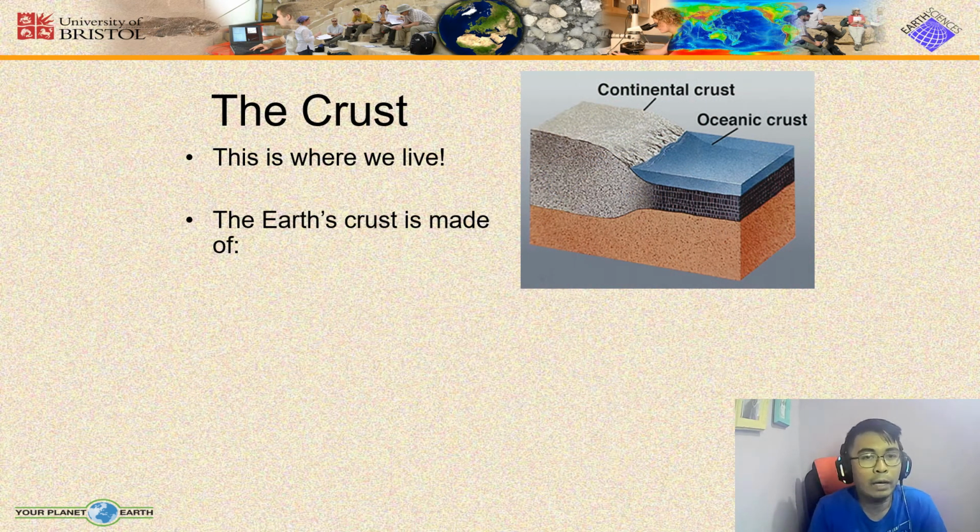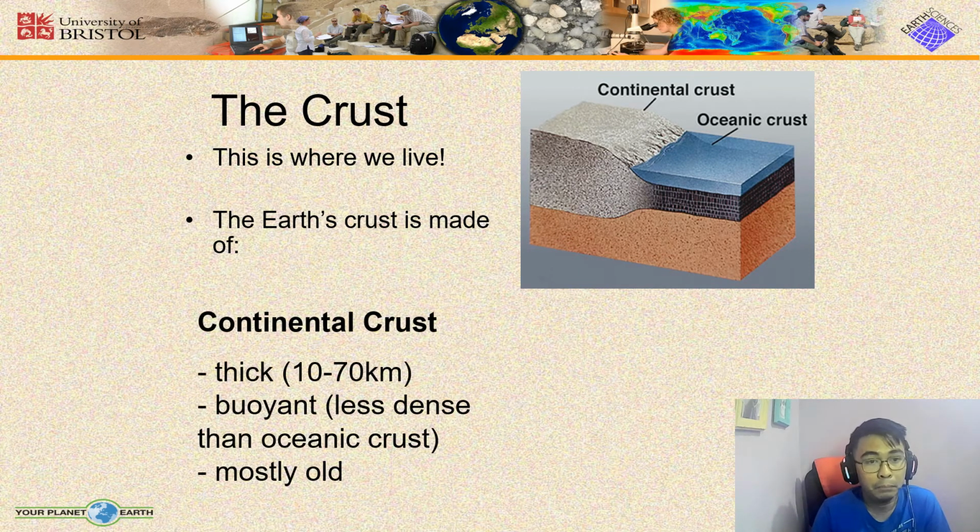First, we have the crust. So the crust is where we live. The Earth's crust is made up of the continental crust. And how do we describe this continental crust? Continental crust is thick. It ranges from 10 to 70 kilometers.